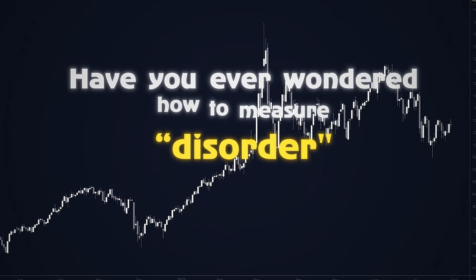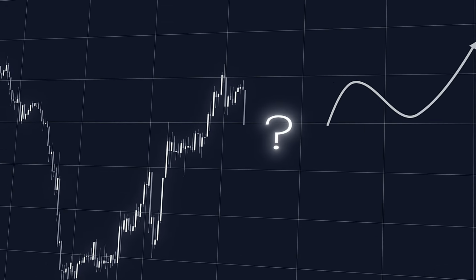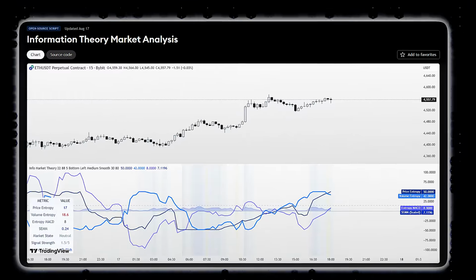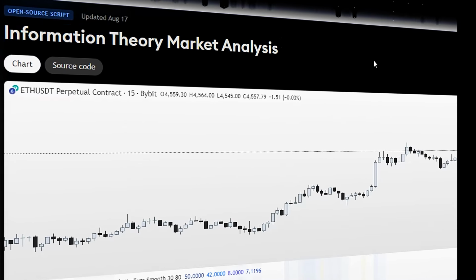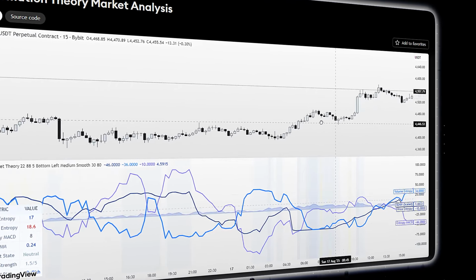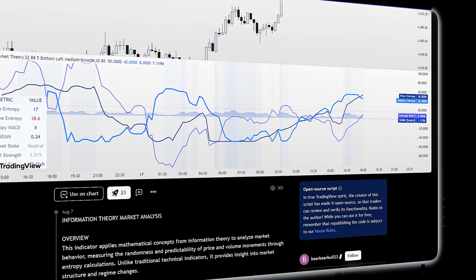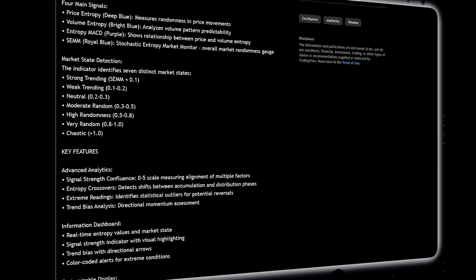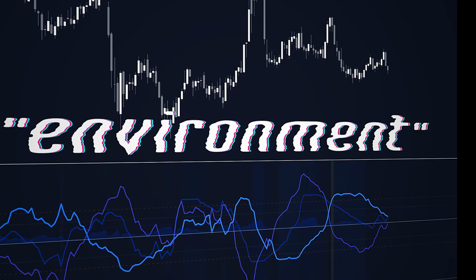Have you ever wondered how to measure disorder in the market to anticipate whether predictable moves or total chaos is coming? Well, today we are going to take a look at the indicator, Information Theory Market Analysis. This tool applies information theory principles such as entropy, which basically measures the disorder of prices and volumes. Its purpose is to tell us what the current market environment is.